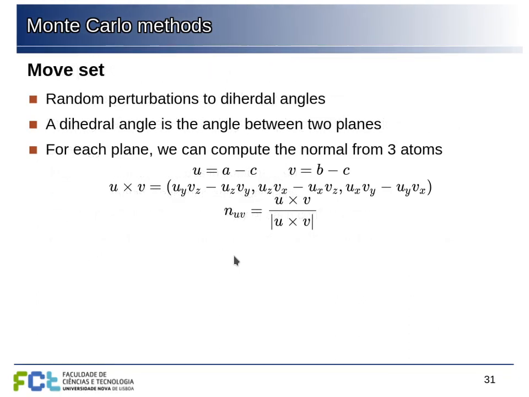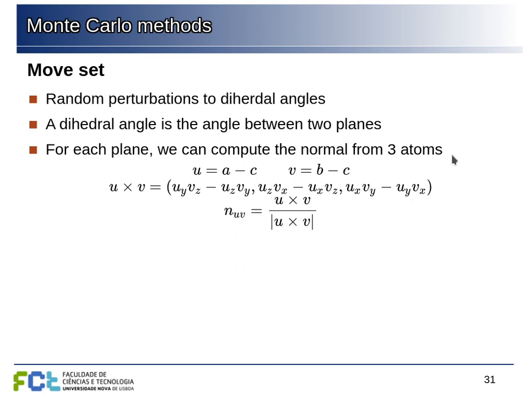So the move set in this case, for protein structure and for thermodynamics or for optimizing protein structure, is to randomly change dihedral angles. And a dihedral angle in general is the angle formed between two planes. In the case of molecules, each plane corresponds to 3 atoms, and the dihedral angle is a rotation around a bond between 2 atoms.